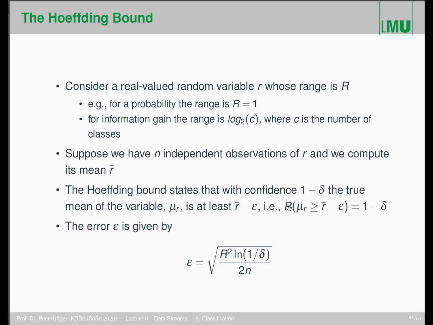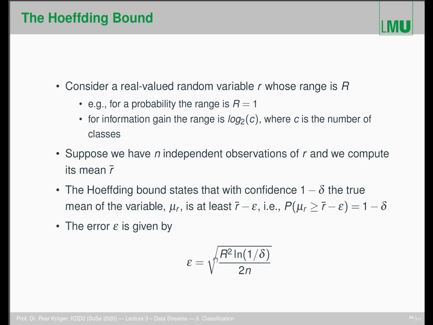And the Hoeffding bound states that the error we make by using this mean, computed from the n observations from just a subset, is smaller than epsilon with a given confidence of 1 minus delta. And we can even compute the error by this formula here.